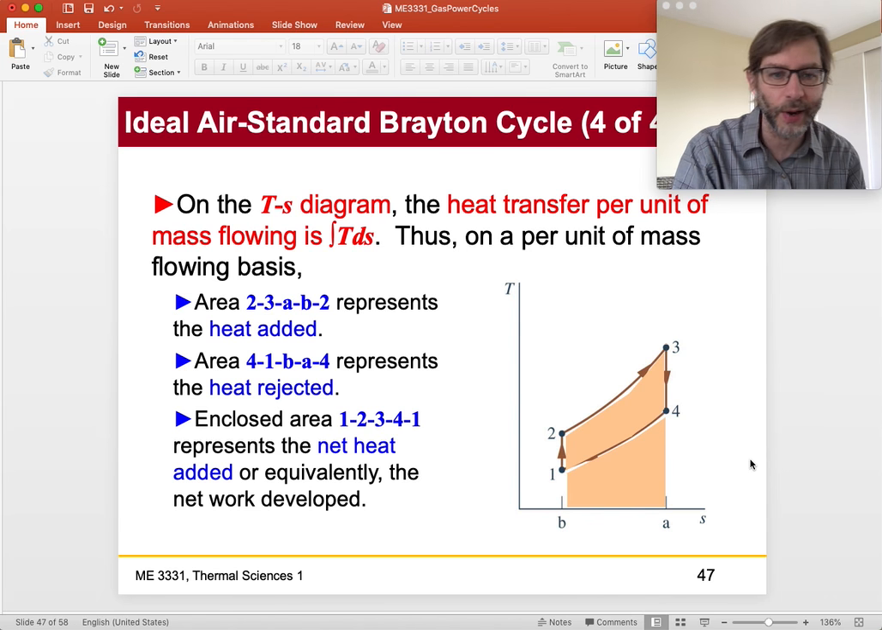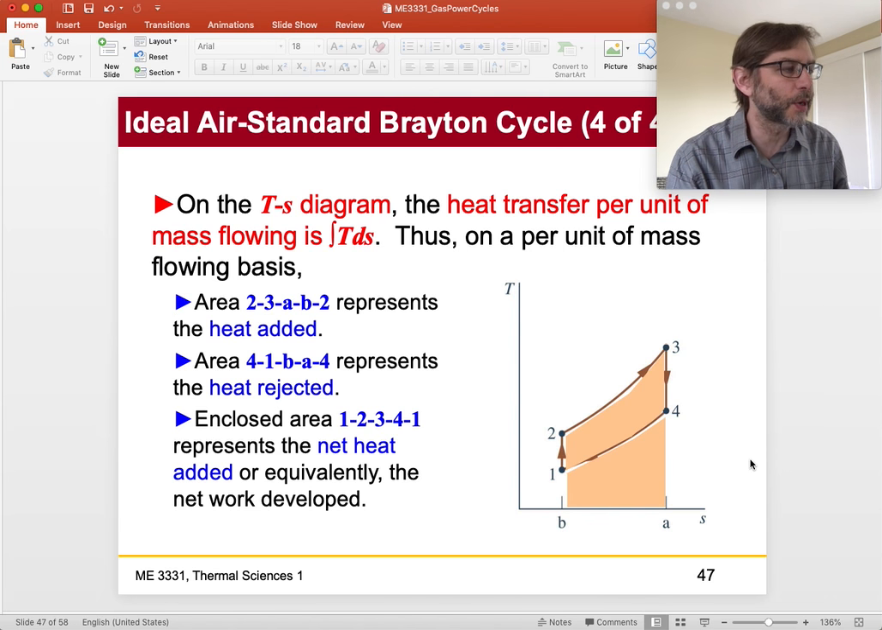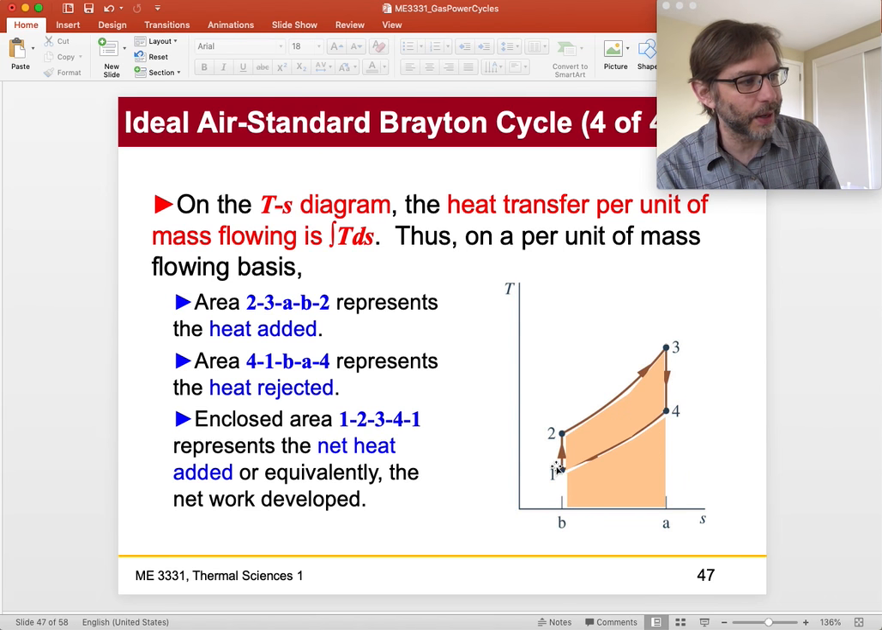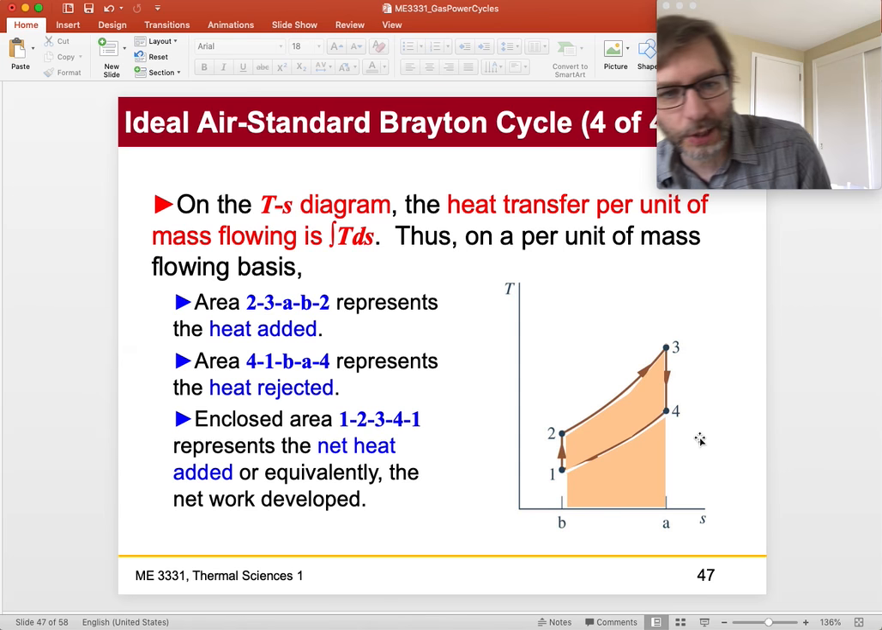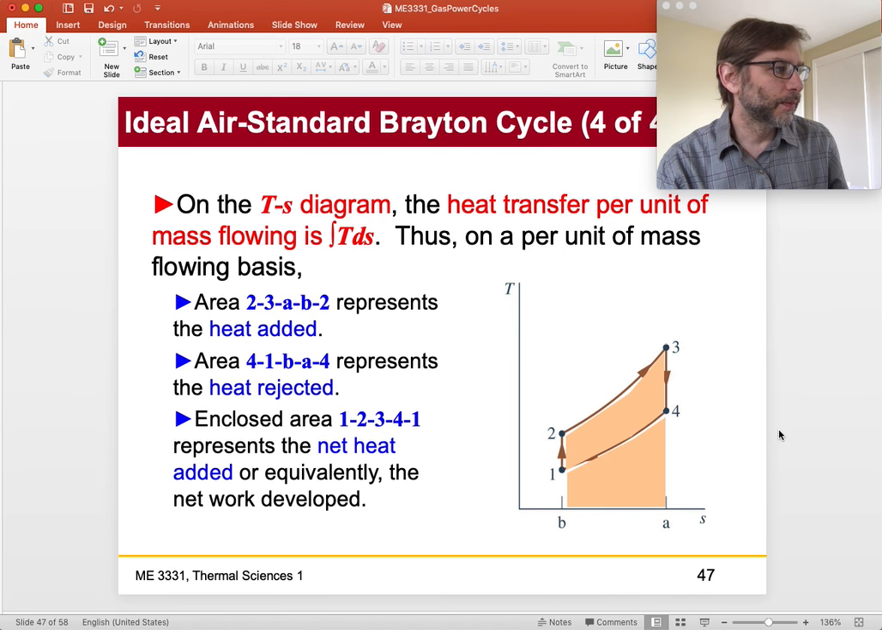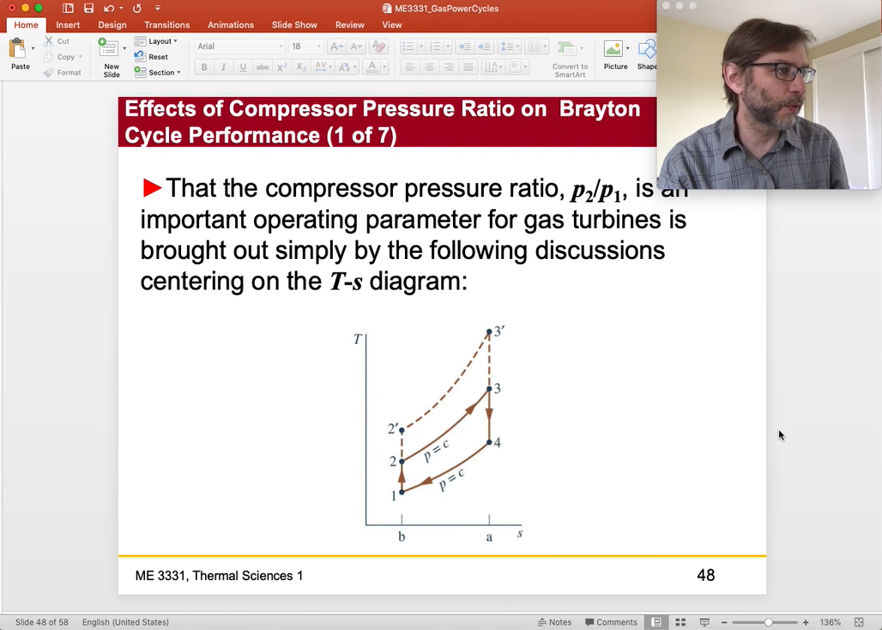The net heat is the area inside the curve, whereas the heat in is the big area, and then the heat out is this smaller area at the bottom. The subtraction between those two is the net heat. Okay, we've done these kinds of things before.